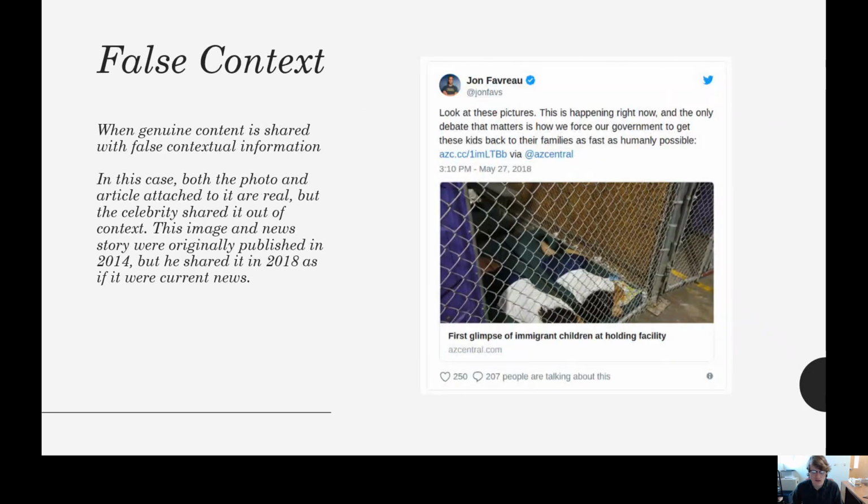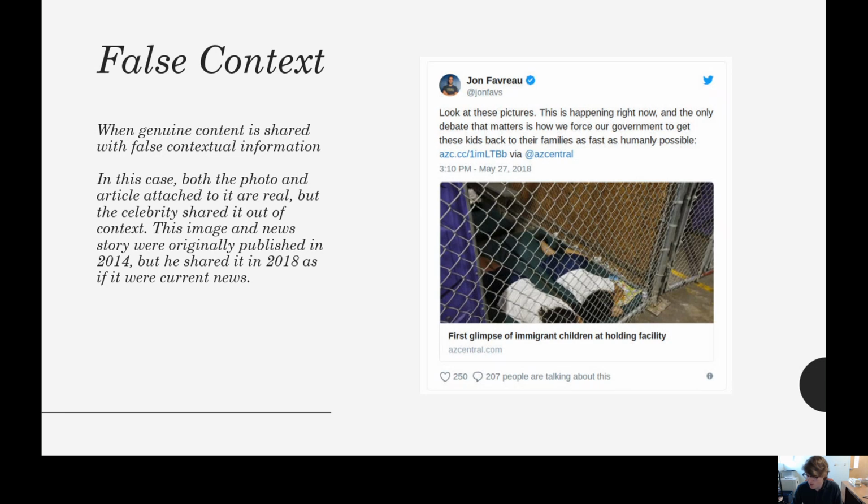Now let's talk about false context. False context is when genuine content is shared with false contextual information. So here we have a tweet from director Jon Favreau, and it says, look at these pictures. This is happening right now, and the only debate that matters is how we force our government to get these kids back to their families as fast as humanly possible. So this is posted on May 27, 2018. And if you follow this link, this is a real news article from a legitimate news source. The problem is that the news story was from 2014. So this article and this image are out of date, and Jon Favreau here is posting it in 2018 as if it's current events, but in reality it had taken place in 2014.